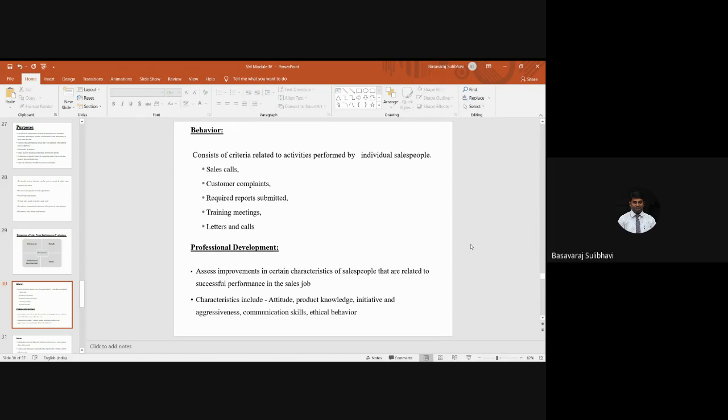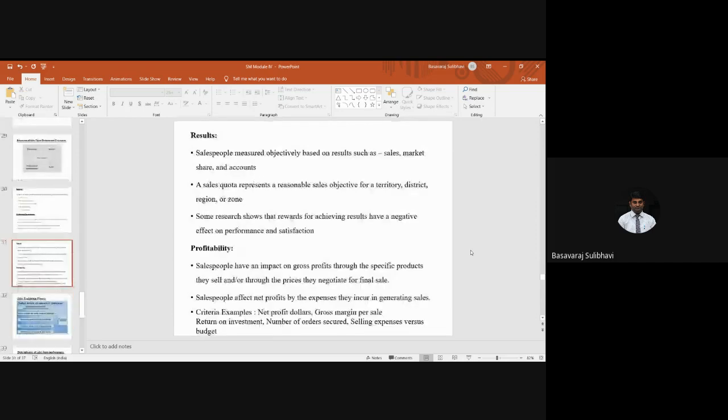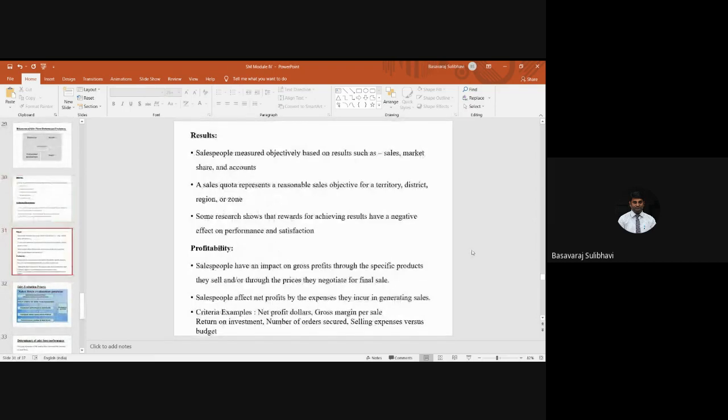So we include certain characteristics. What are those? One, an attitude of the salesperson which can suit the selling activities, the product knowledge he has gained, the initiative he takes, how aggressive a person is in selling, what level of communication skill he possesses, and also the ethical behavior he shows with the customers in the market. Fine. So these all come under professional development.